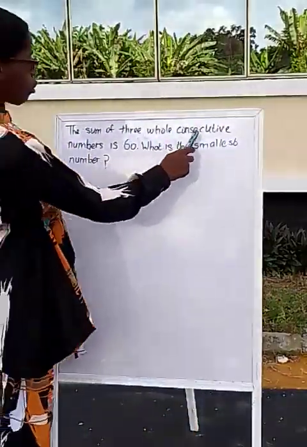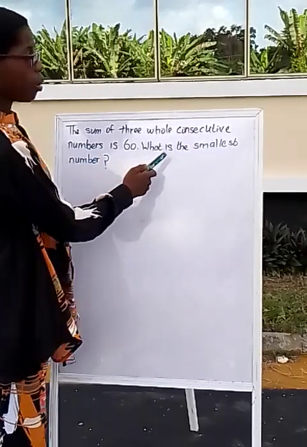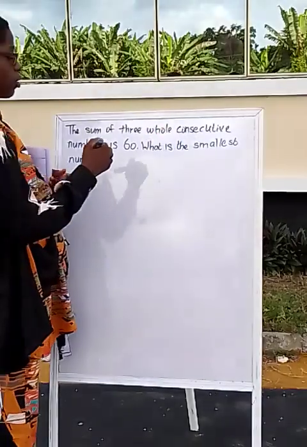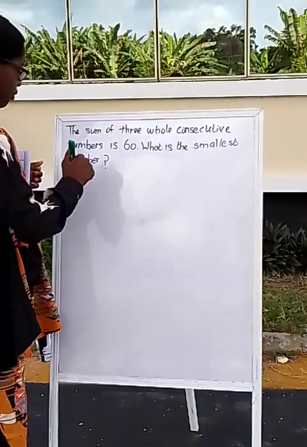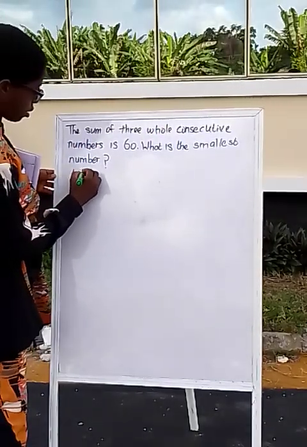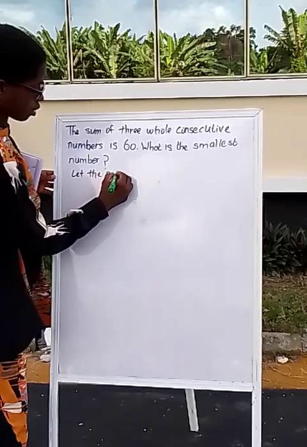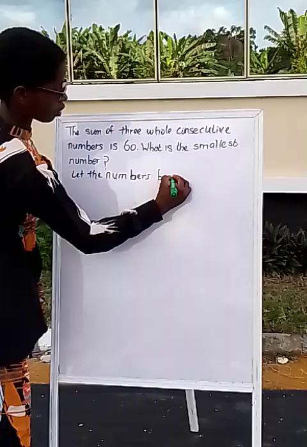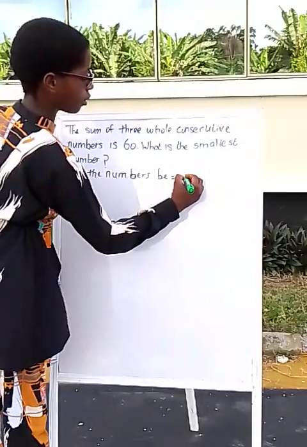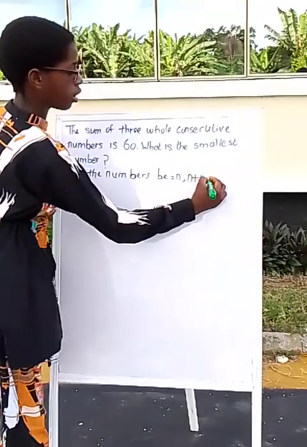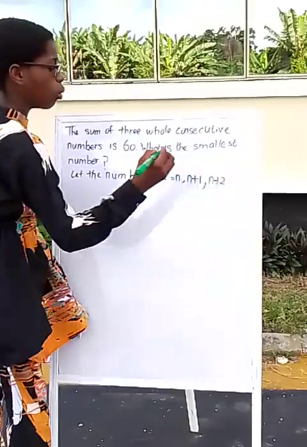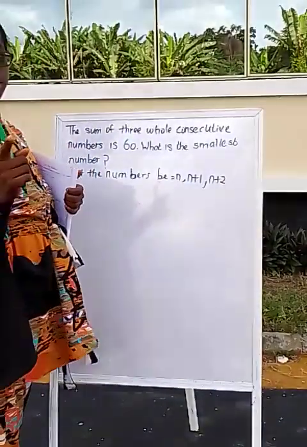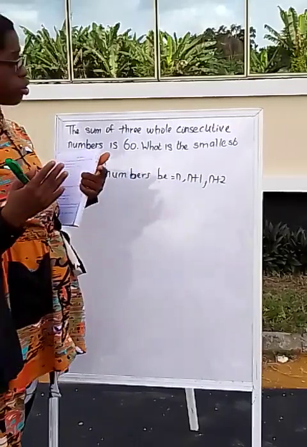The sum of three whole consecutive numbers is 60. What is the smallest number? Now, since they are consecutive numbers, let the numbers be n, n plus 1 and n plus 2. Why? Because they are consecutive numbers, and consecutive numbers are numbers that follow each other.